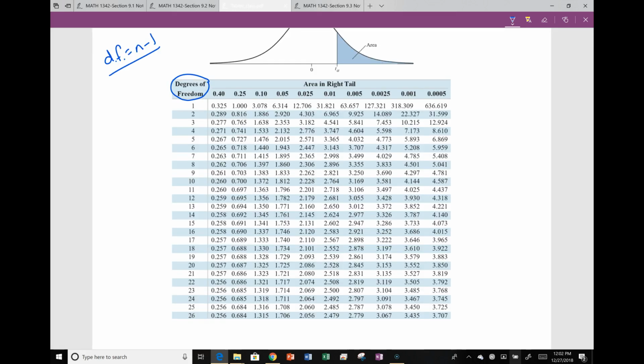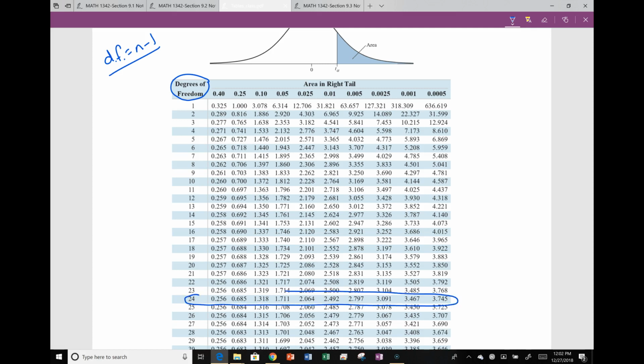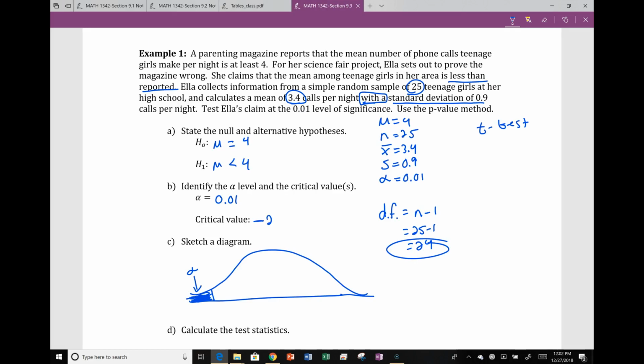Okay? So let's come over here. We want to go down to the 24 row. And this is where we're going to stay the entire time for this test. Now we don't have the area in the right tail. We just have an alpha being 0.01. So we look right here. But recall that since this is a left-tailed test, we're actually going to use a negative 2.492. That is our critical value. Okay?